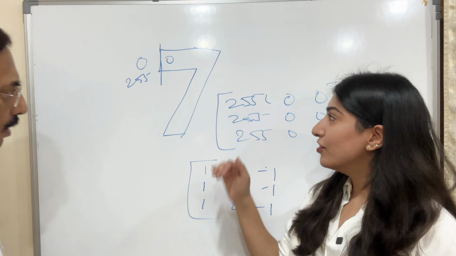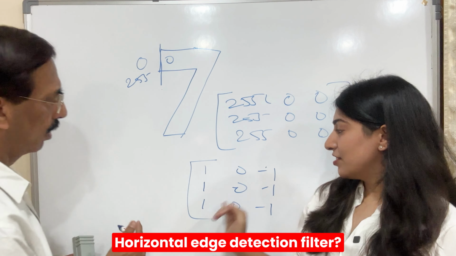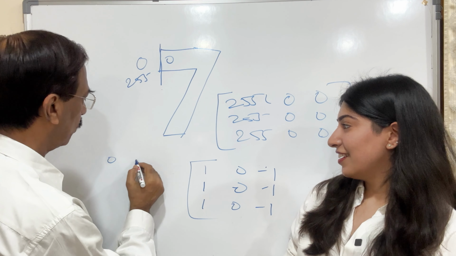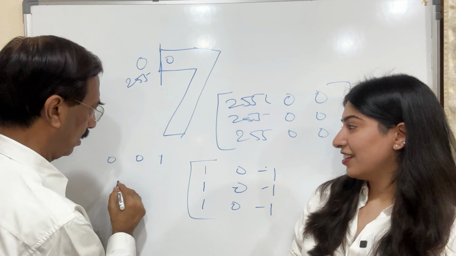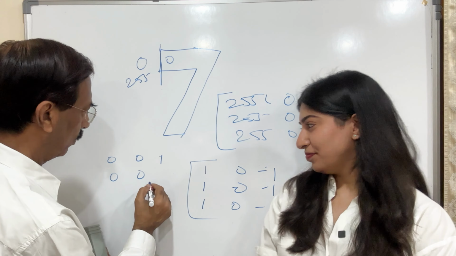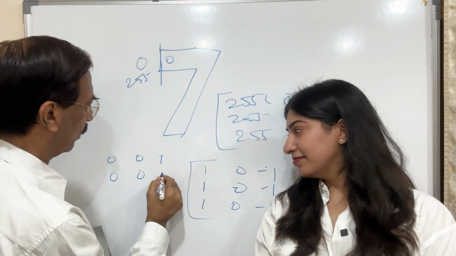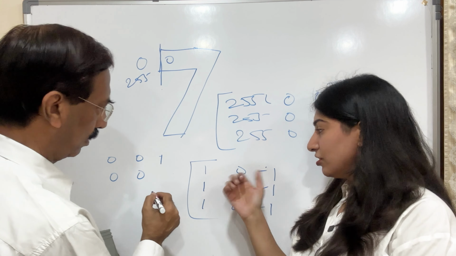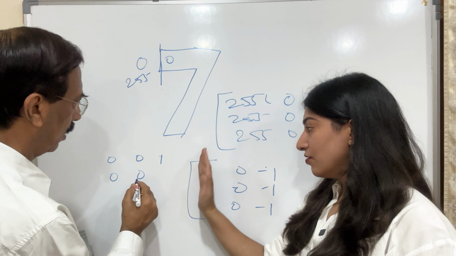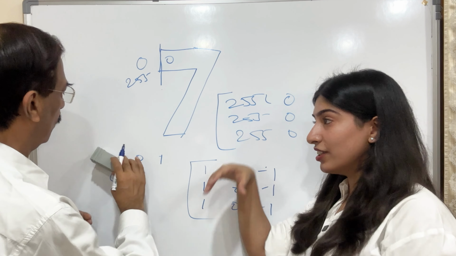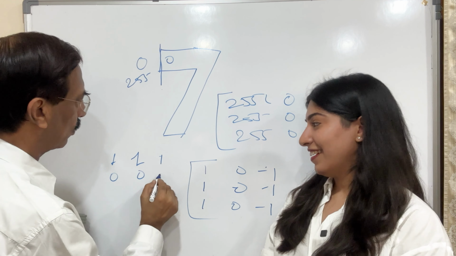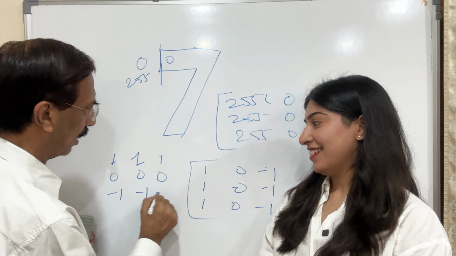And if we want to detect horizontal edge, then this will change how? This will change as 0, 0, 1, then 0, 0, minus 1. Think of it. Because we had to detect vertical edge detection, there was 0 in between. There was 1 like this and minus 1 like this. Now horizontal edge: 1, 1, 1, 0, 0, 0, minus 1, minus 1, minus 1. Very good.